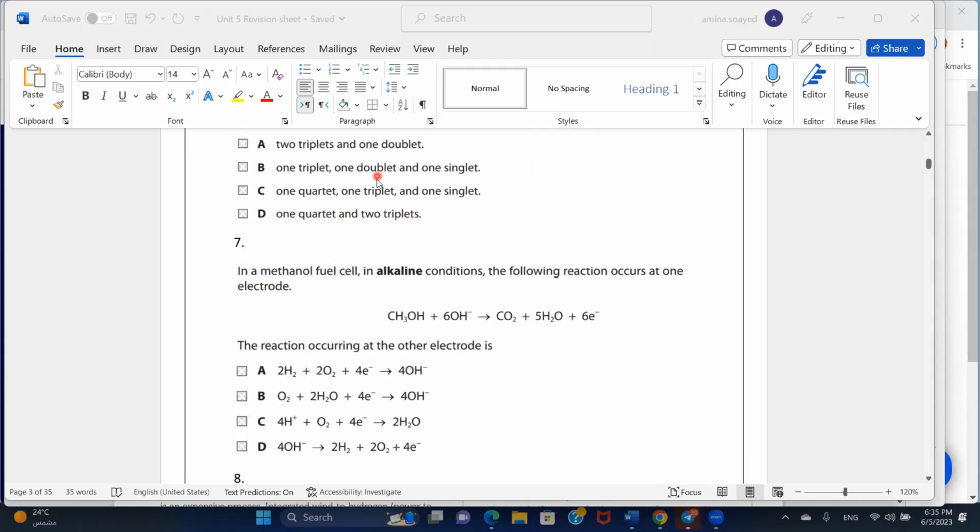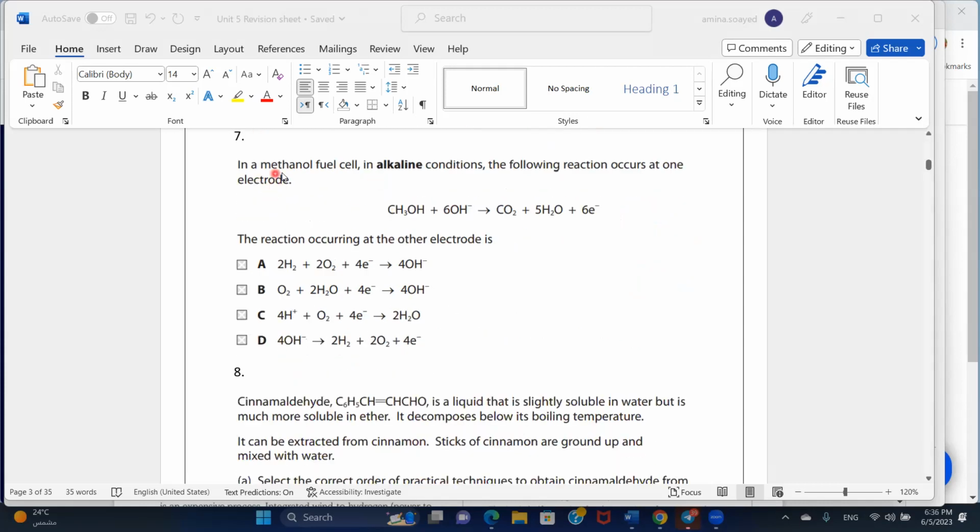Let's see number 7. You see here in a methanol fuel cell. That's what I was explaining for you at the beginning of the lesson today. In a methanol fuel cell, in alkaline conditions, the following reaction occurs at one electrode. You see here the methanol plus OH ions gives carbon dioxide plus water plus 6 electrons. The reaction occurring at the other electrode is?